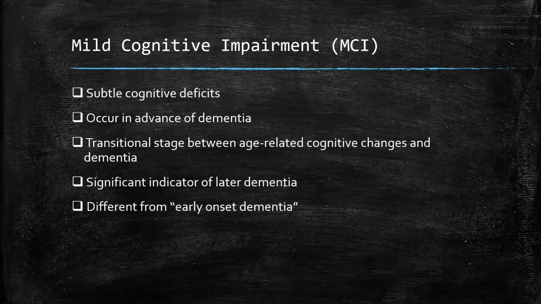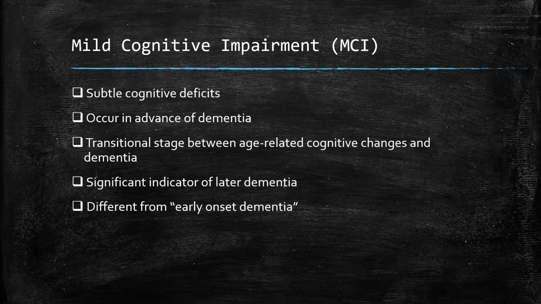So the next thing that we'll talk about is mild cognitive impairment. And this is, you guessed it, something we need more research about. So someone with mild cognitive impairment is going to have subtle cognitive deficits. It sometimes occurs in advance of dementia, and it is a significant indicator of later dementia, but not always. So someone with MCI doesn't always develop dementia, but oftentimes they do.